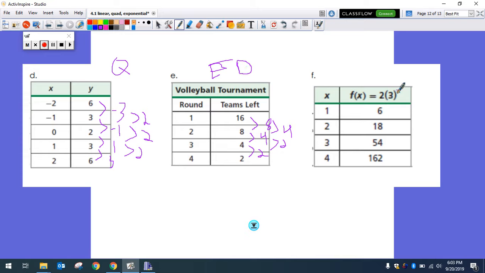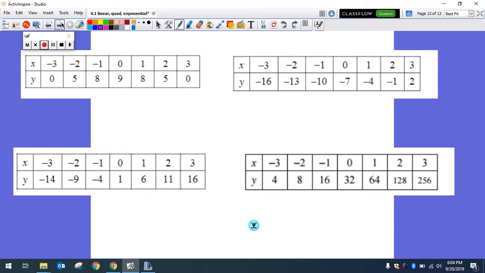This one, look, is kind of easy because it gives you the equation it's using. If x is in the exponent, that means it's exponential. And my numbers are going up, so that means it's exponential growth. So pause it, try these 4, and then we'll go over your answers.